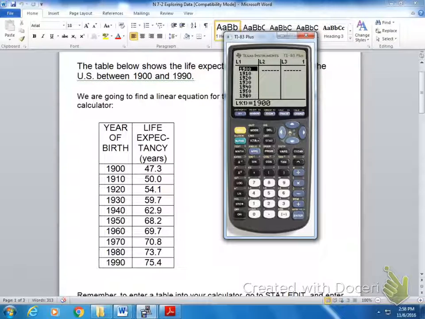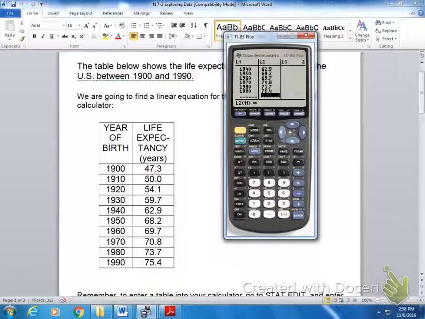Then we'll move over to L2, and now we're going to enter in the life expectancy. So 47.3, 50.0, we can just put 50, 54.1, and so on. Now, if we need to pause this, everyone needs to make sure they have this in their calculator. If you can do this, this whole lesson and whole homework is going to be really easy. But it's really easy to mess one of these numbers up, so let's make sure we go back and check. You can leave off a decimal real easy, hit the wrong button. And 75.4.